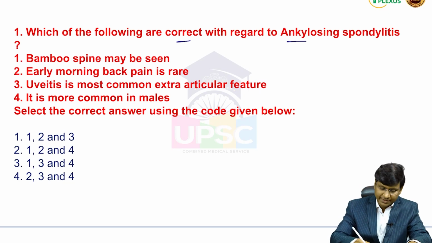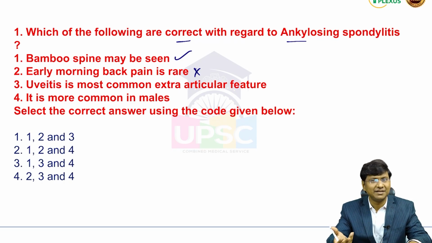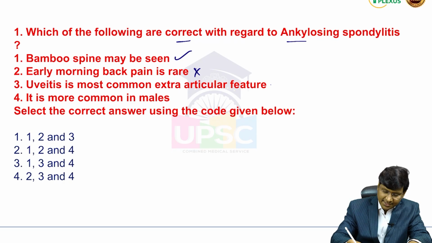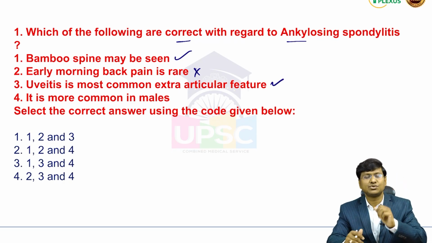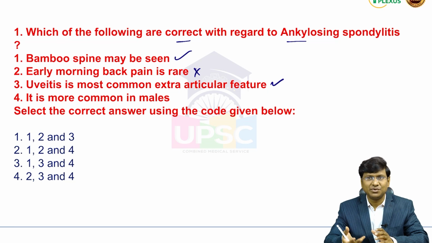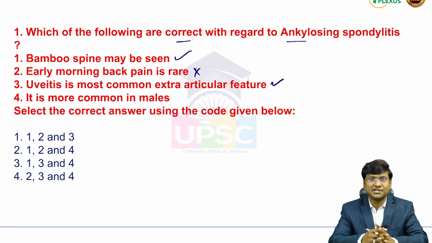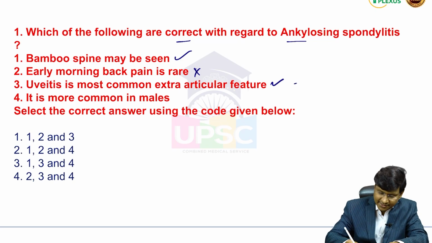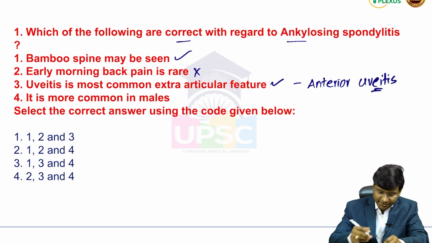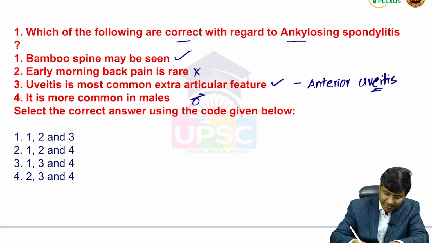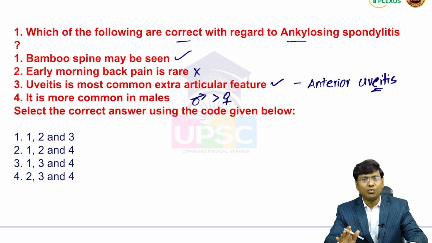First and foremost, the bamboo spine is definitely seen. Second point, early morning back pain is rare, it is an incorrect statement. Usually you have early morning back pain in patients with ankylosing spondylitis. And uveitis, yes, uveitis is the most common extra-articular manifestation. It is not just uveitis, there are many other extra-articular manifestations in ankylosing spondylitis, which I'll discuss in detail. The type of uveitis that you will have is anterior uveitis, which is very common, right? And this is more common in males rather than females. So what will be the answer now? It is 1, 3 and 4.